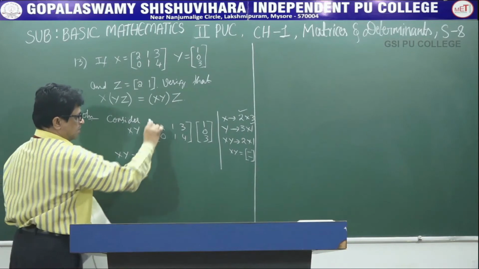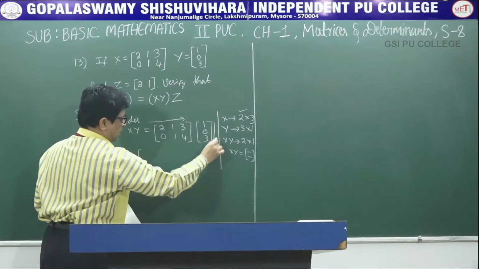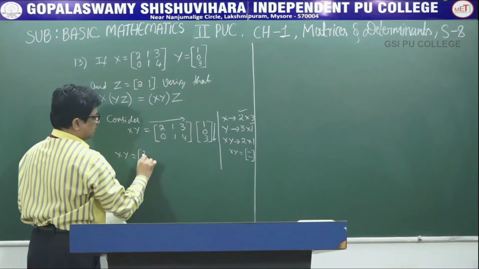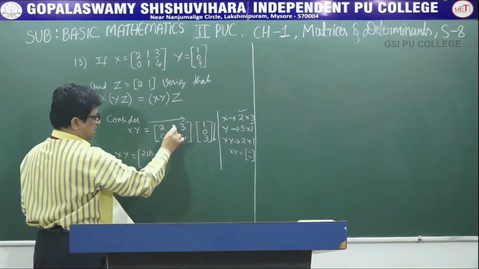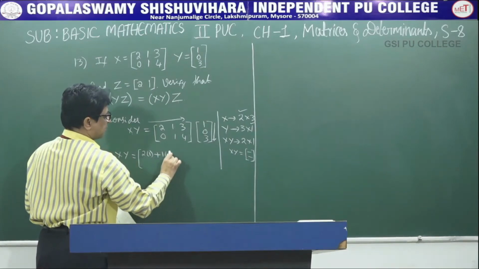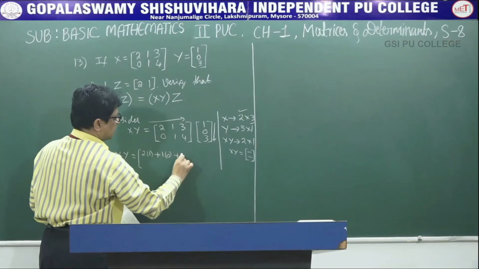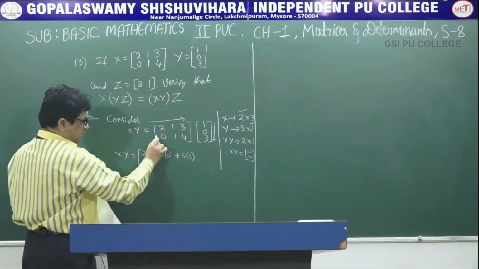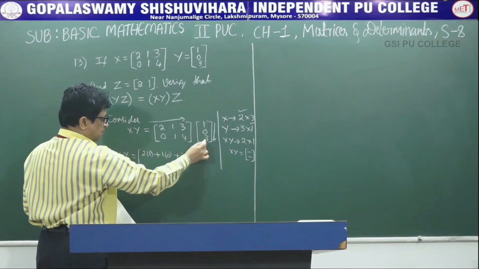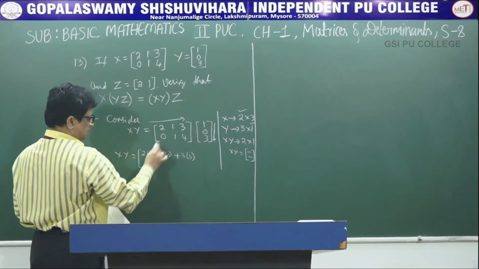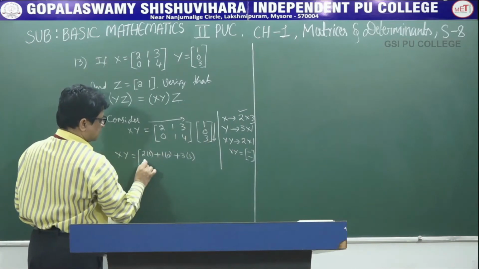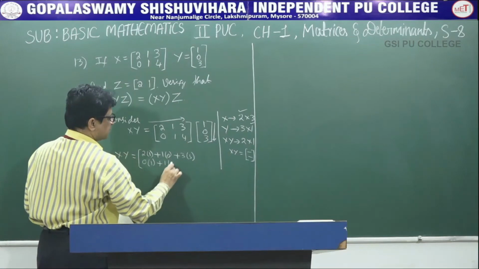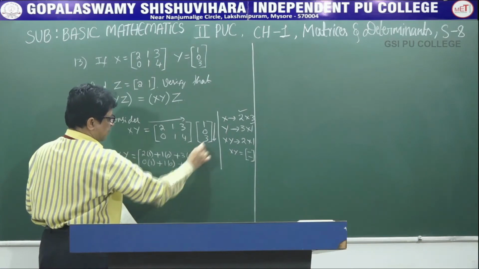XY is equal to, row into column. So first row into first column, that is 2 into 1 plus 1 into 0 plus 3 into 3. Next, second row into first column. So 0 into 1 plus 1 into 0 plus 4 into 3.